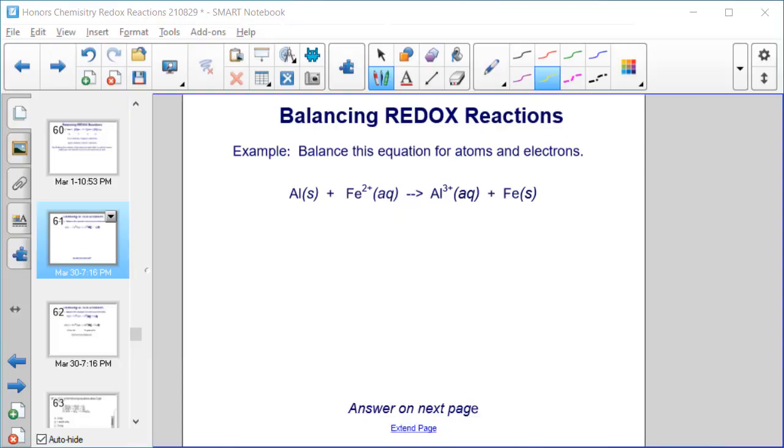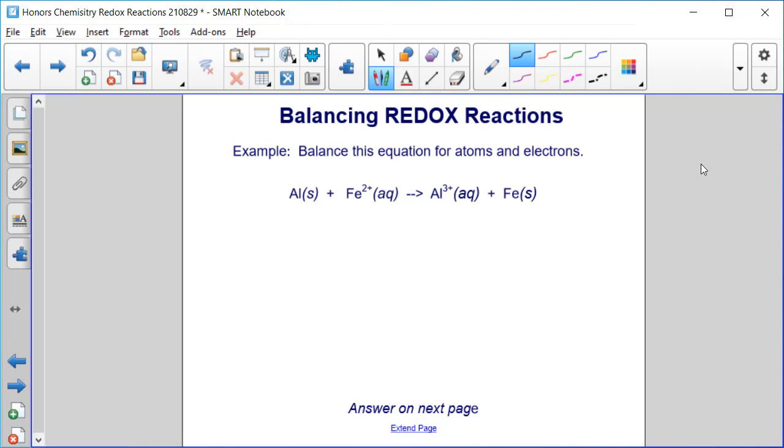Okay, let's look at this following example and balance this equation for both atoms and electrons. So we have aluminum solid plus Fe2+ produces Al3+ plus Fe solid. So we'll work through the entire problem on this slide, and then I'll go forward 1 slide to show you the answer so we can check our work.